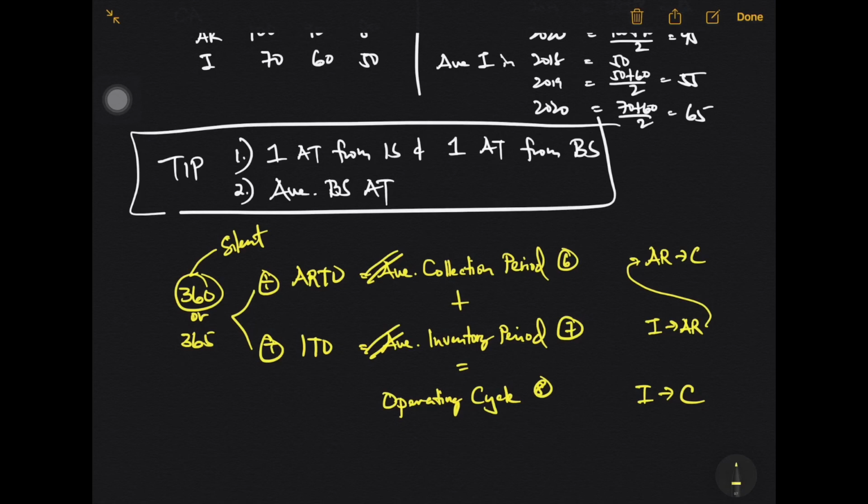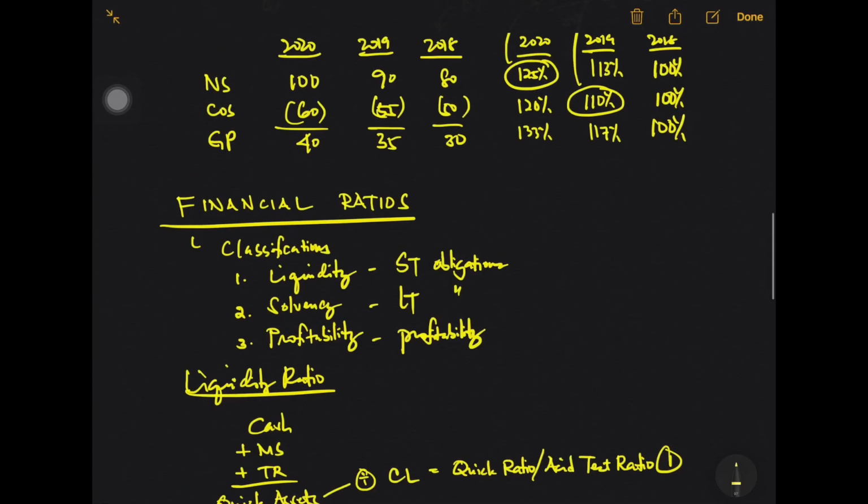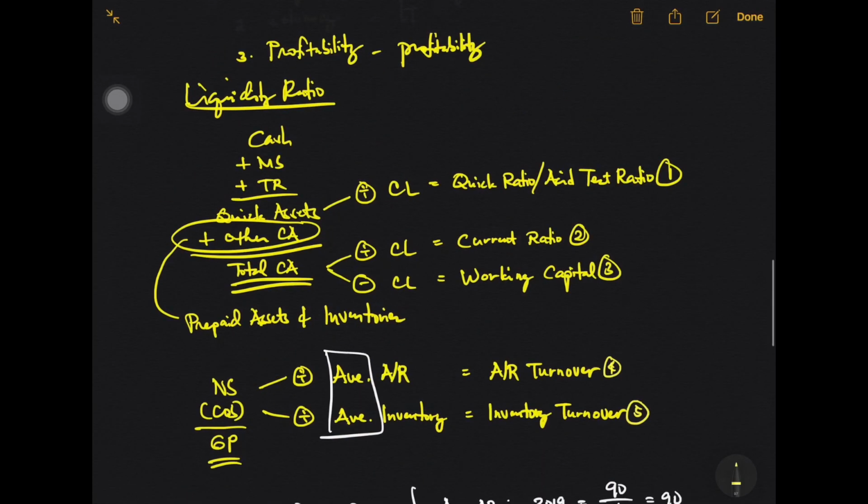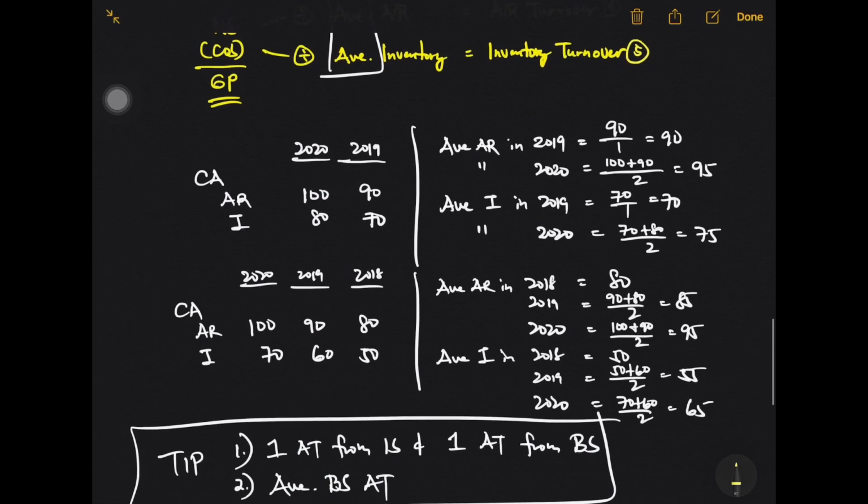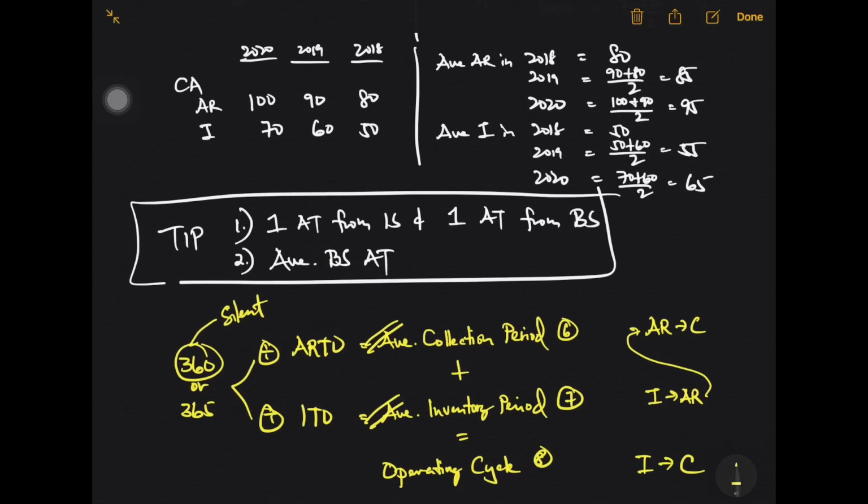So I think I will stop now because this is long already. So I will come up with another upload for the next classification, your solvency and profitability. This should have been quick, but I discussed averaging. Also, I gave you these tips. So it took me a while to discuss. So in the next upload, I will be discussing solvency and then profitability. Okay, so see you on that one.